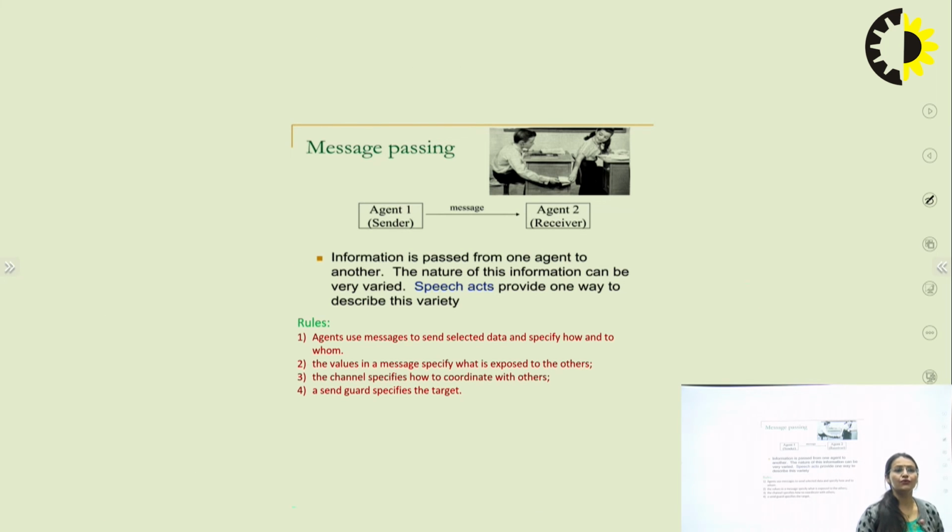That means the agent uses the message to send selected data. The agent will decide the selected data to be sent, how to send it, and to whom it will send that information. For that, it values in the message what needs to be exposed, that is, what features it wants to expose or send to the further agent. The third thing is the channel. That means I'll figure out the routing modes for that.